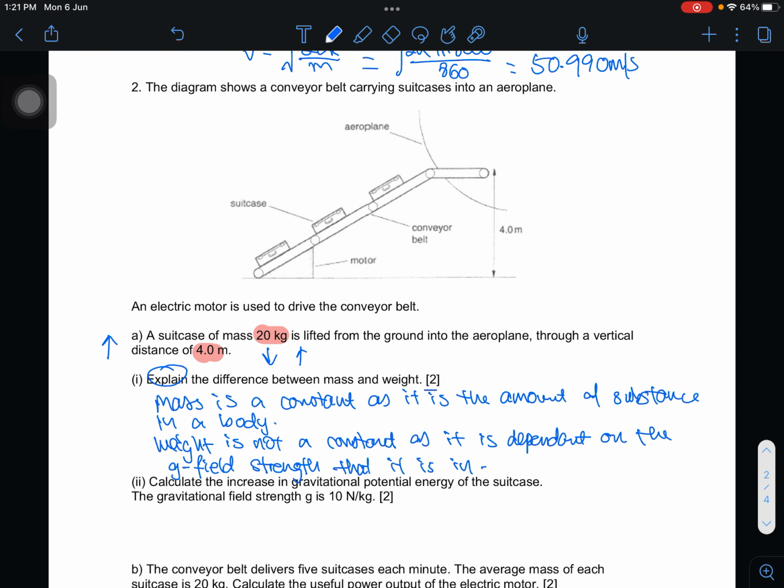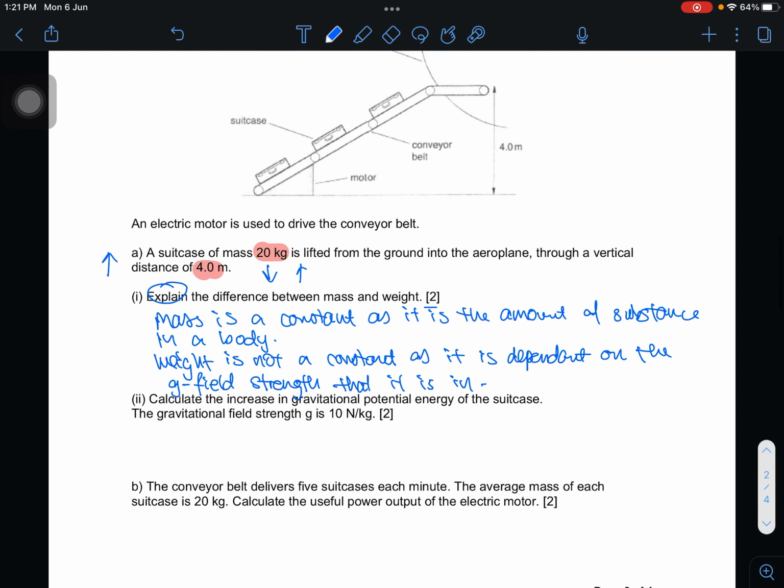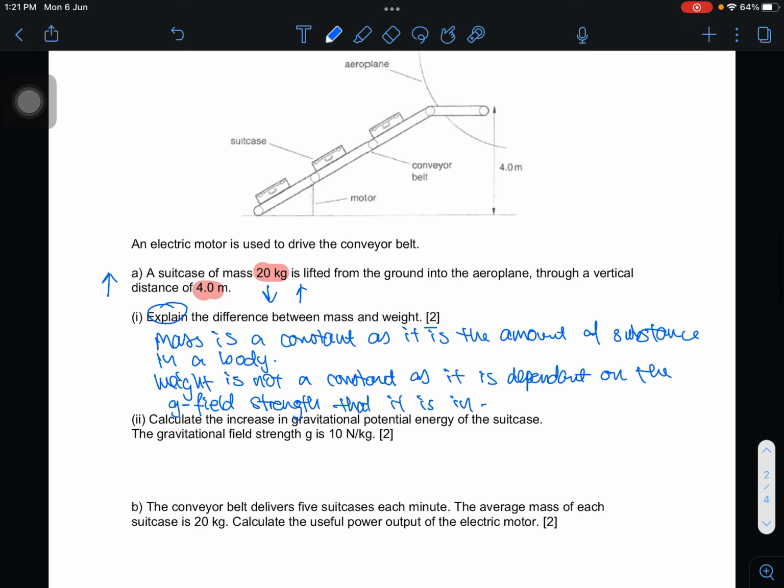Okay. Part 2. Calculate the increase in GPE of the suitcase. So increase in GPE, again the triangle sign. Change in GPE equals mgh. m, they told you is 20 kg. g is 10, and height is 4 meters, right? So 200 times 4, 800 joule.